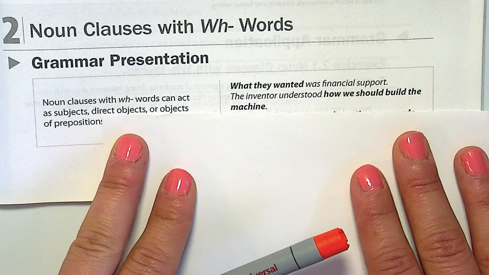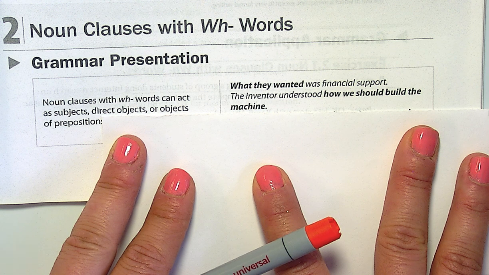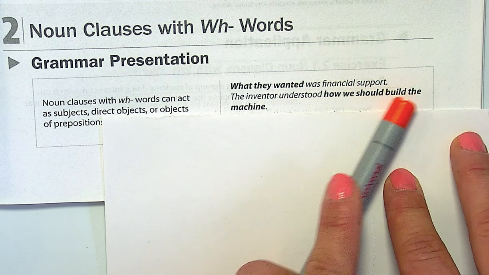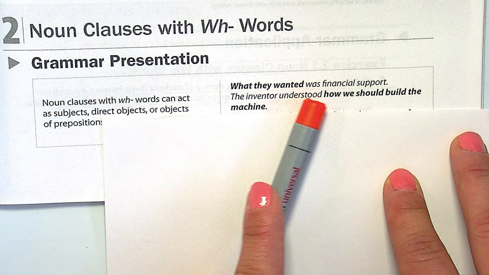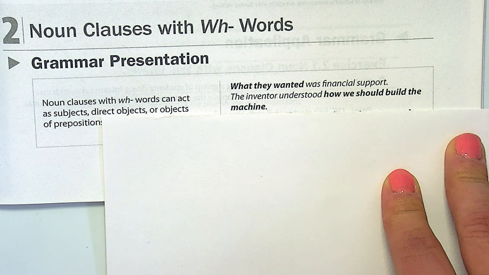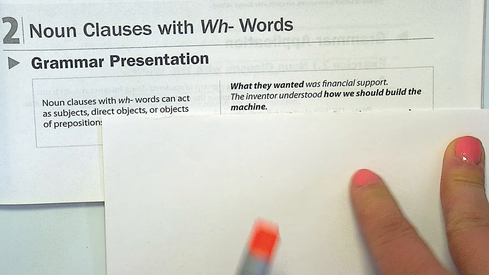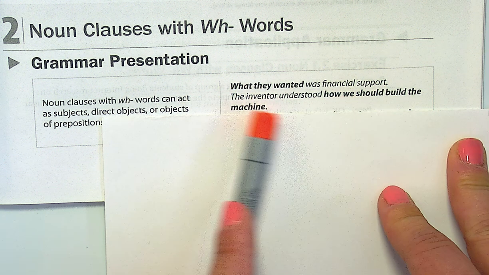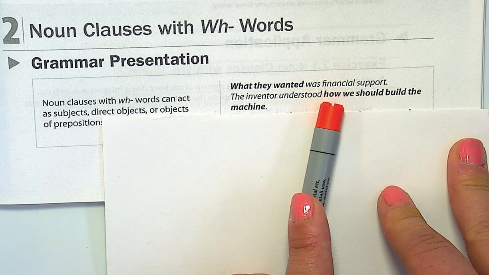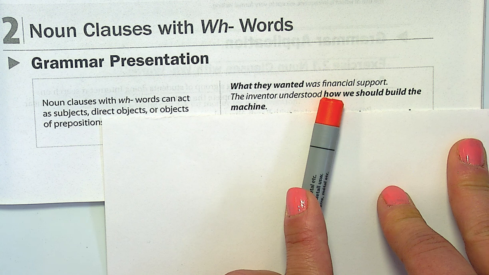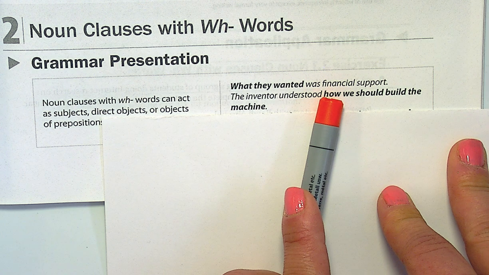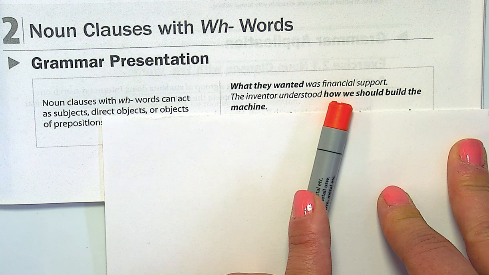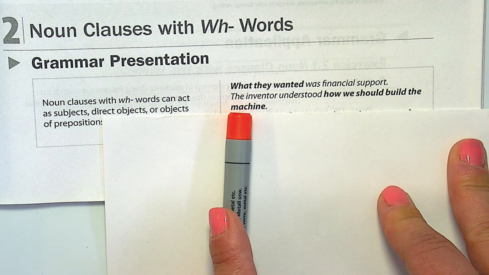If we look at the next sentence, the inventor understood how we should build the machine. The inventor understood something. So this is more similar to what we saw in the last chapter about that clauses. The inventor understood something. How we should build the machine. In this case, we choose the how word because it shows that he understood the process, which is a little bit different than the inventor understood that we should build the machine. If we say that, we are presenting we should build the machine as a fact.